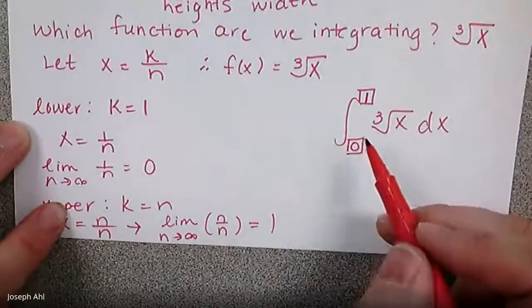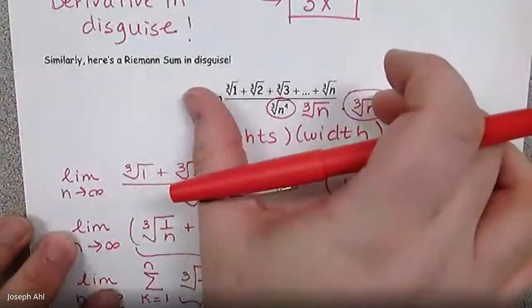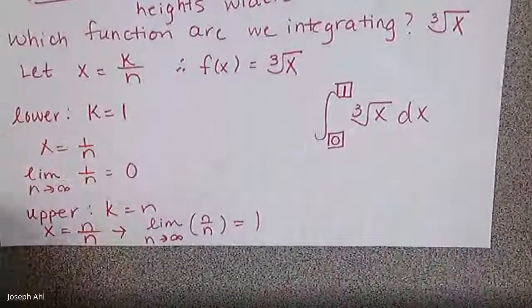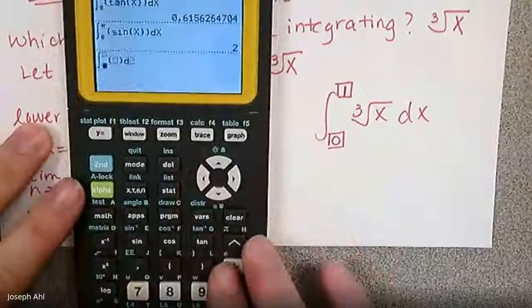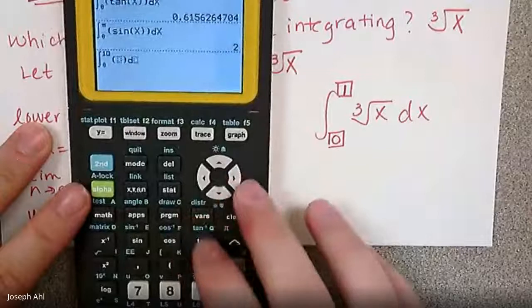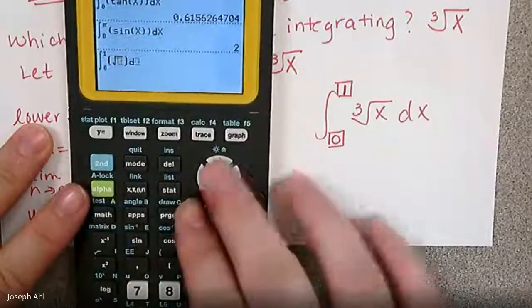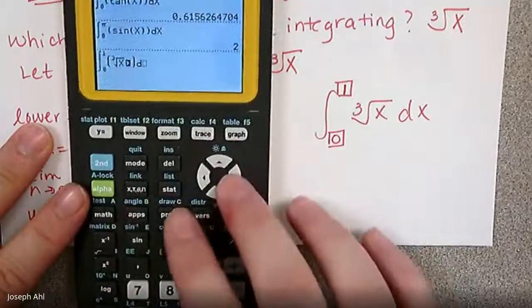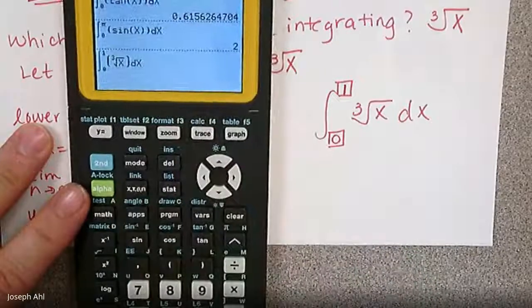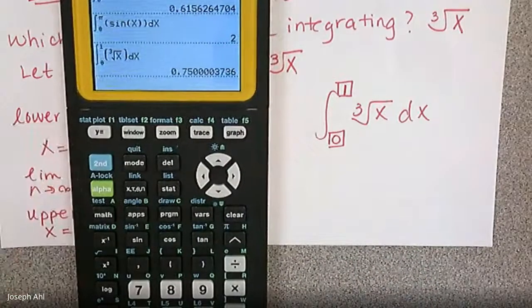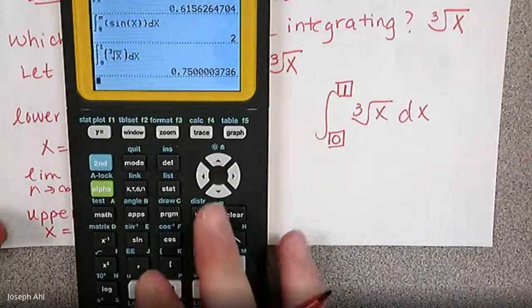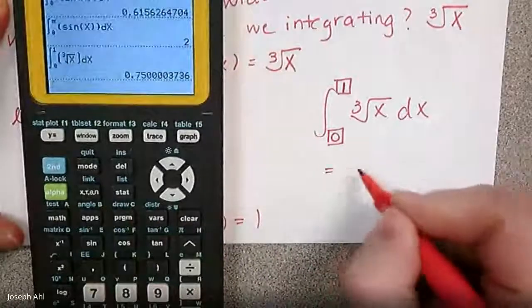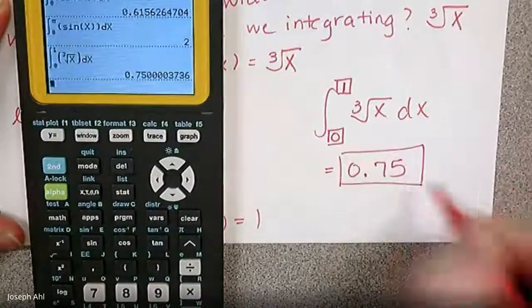And now that I have the function and the bounds established, this initial problem was our Riemann sum in disguise. We can, in the end, write that as the definite integral of the cube root of x from 0 to 1. And now we can just use the calculator. So if we do math 9 from 0 to 1 of the cube root of x, oops, not square root. Let's try that again. We'll do math 4, cube root of x dx. We're going to get a final answer of 0.75. We'll eventually have other techniques to evaluate this without the calculator, but we'll have 0.75 as the answer here.